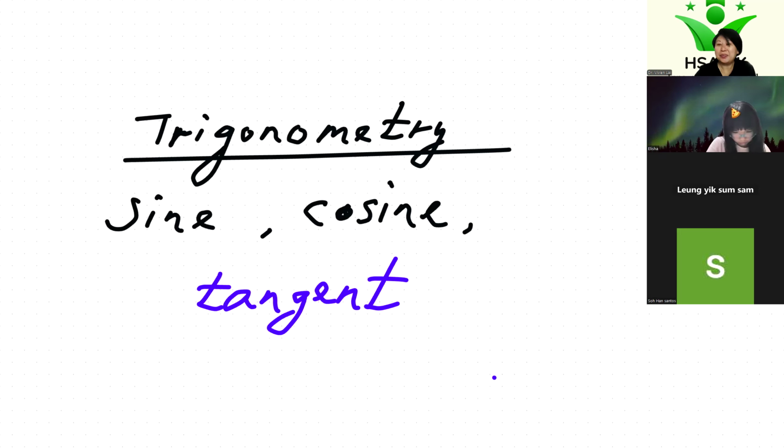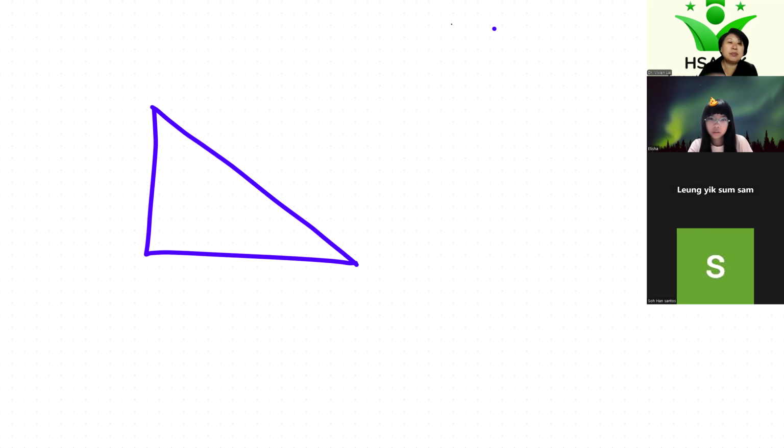Okay, so let's go down. We will focus on the right angle triangle. First, we'll focus on that. Of course, in the future, you don't need to only focus on the right angle triangle, but you are at the beginner level. So this is the right angle triangle. We focus on the right angled triangle.